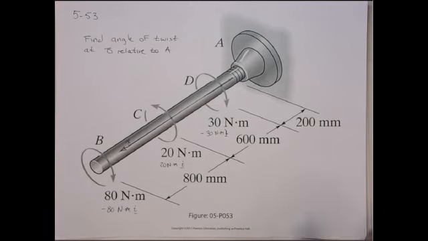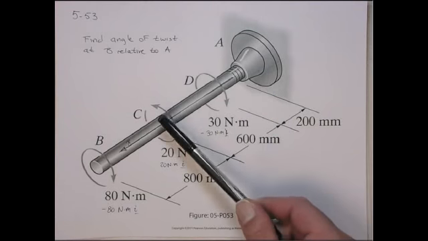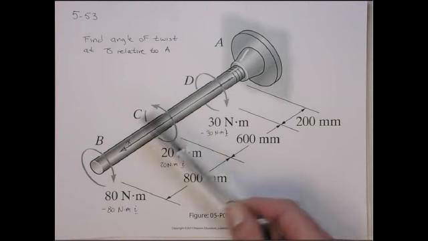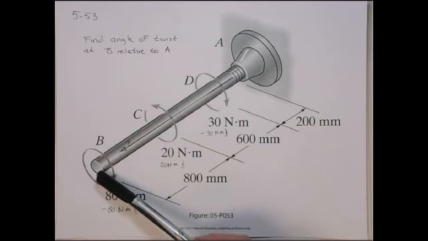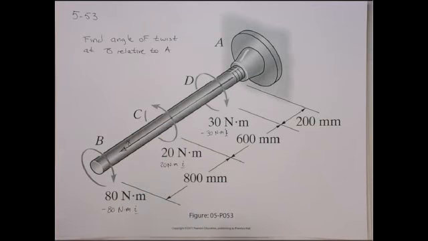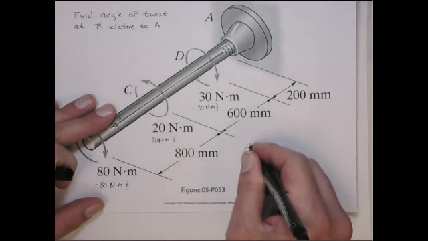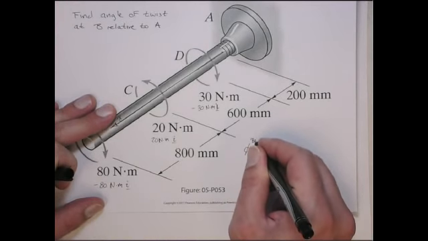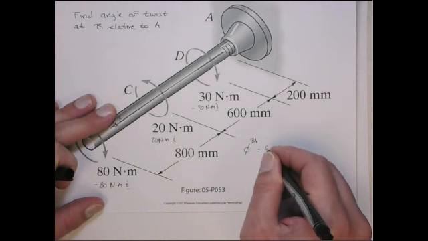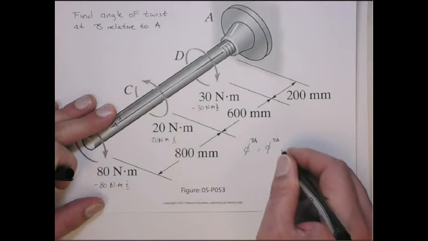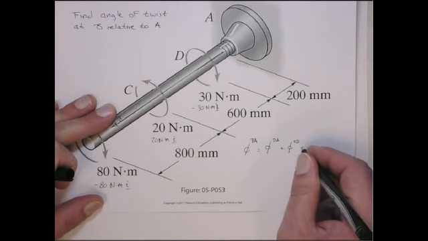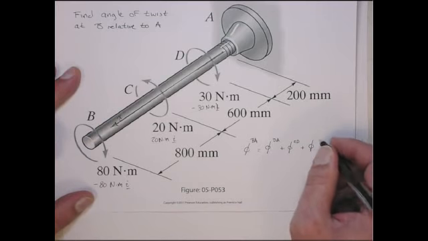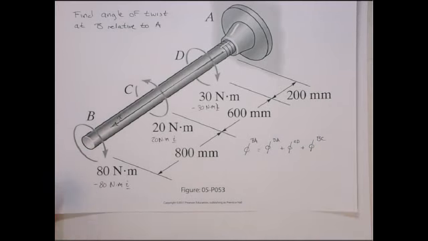The way we're going to do this is figure out the angle of twist of D relative to A, then C relative to D, and then B relative to C. Add all those up, and that gives the angle of twist of B relative to A. So the angle of twist of B with respect to A equals the angle of twist of D with respect to A, plus C with respect to D, plus finally B with respect to C.